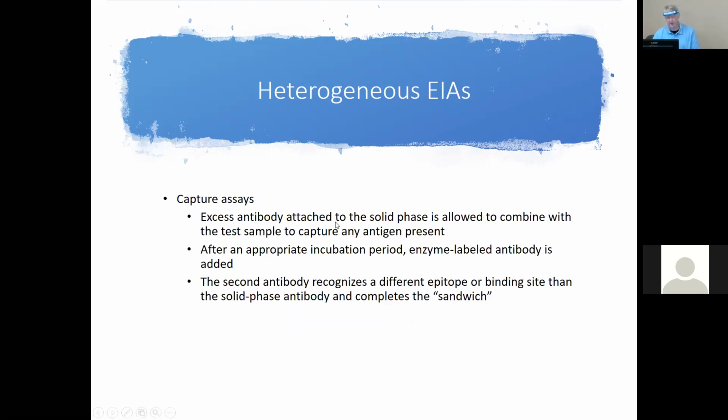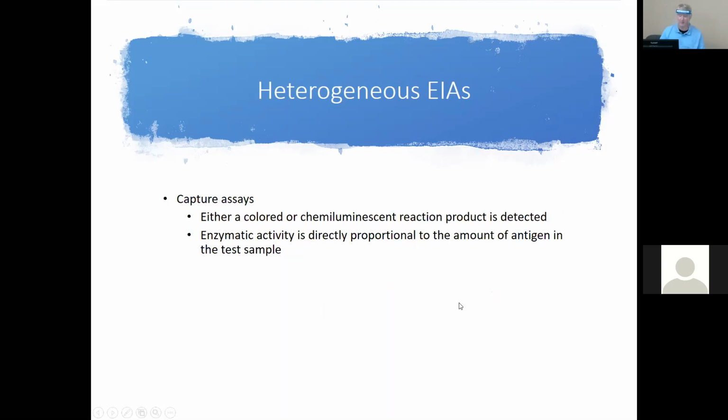So the excess antibody attached to the solid phase is allowed to combine with the test sample that the antigen would be in. That's what we're looking for. After an appropriate incubation, we add enzyme labeled antibody, which is looking for who? Looking for that antigen. The second antibody recognizes a different epitope or binding site, if you forgot what epitope was. And then the solid phase antibody completes the sandwich. It doesn't compete, it completes the sandwich. So anytime we're talking about sandwiches, we're talking about the antigen in the middle.